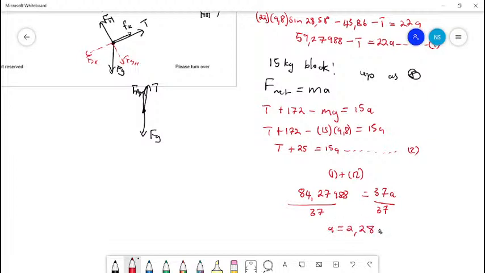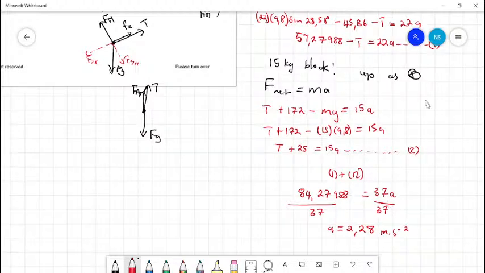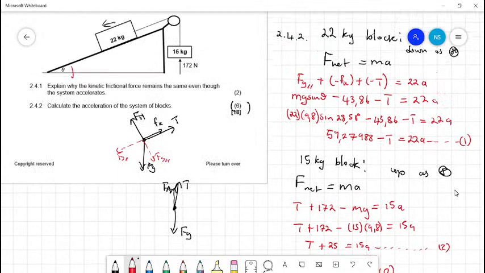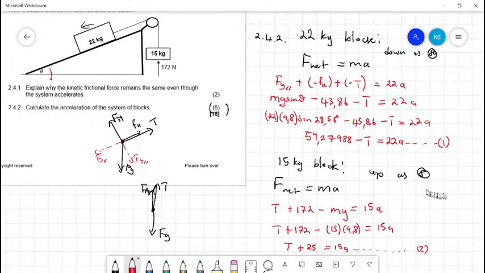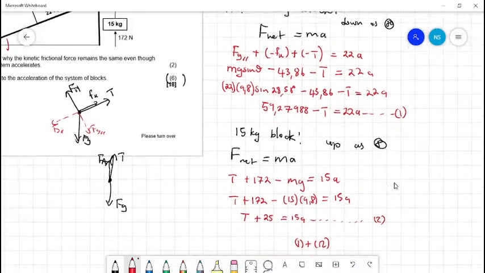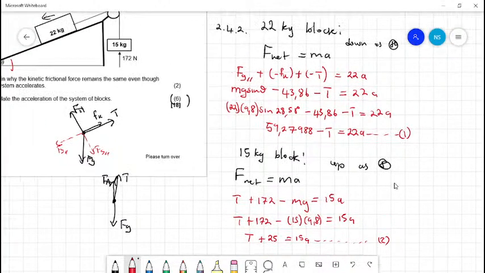2.28 meters per second squared, right? So that's how we calculate the acceleration of the system. So if this question wanted you to calculate the acceleration of one of the blocks, let's say it wanted you to calculate the acceleration of the 15 kg block.